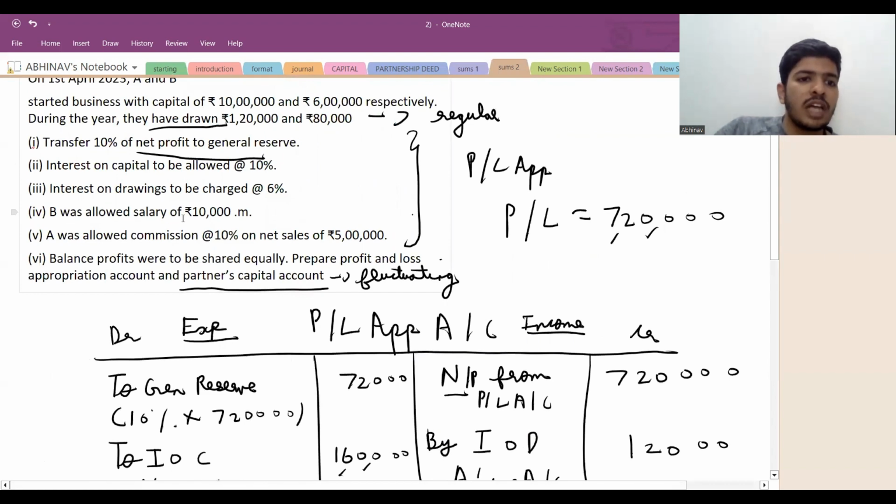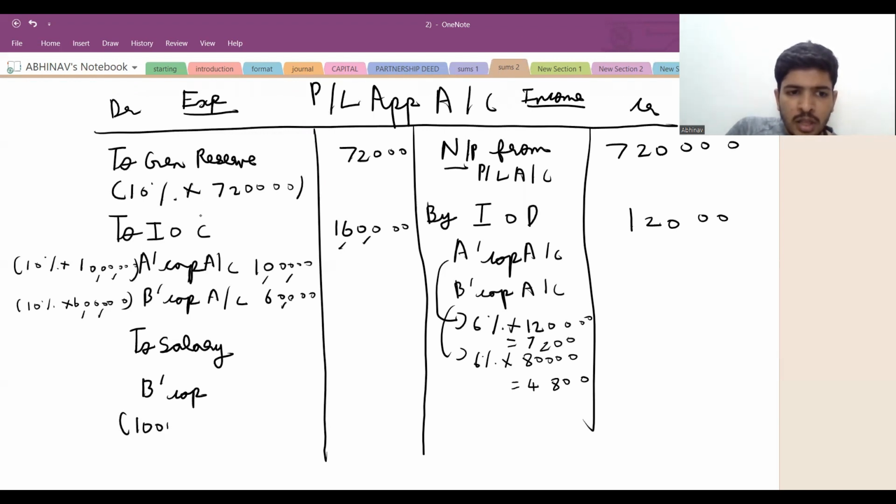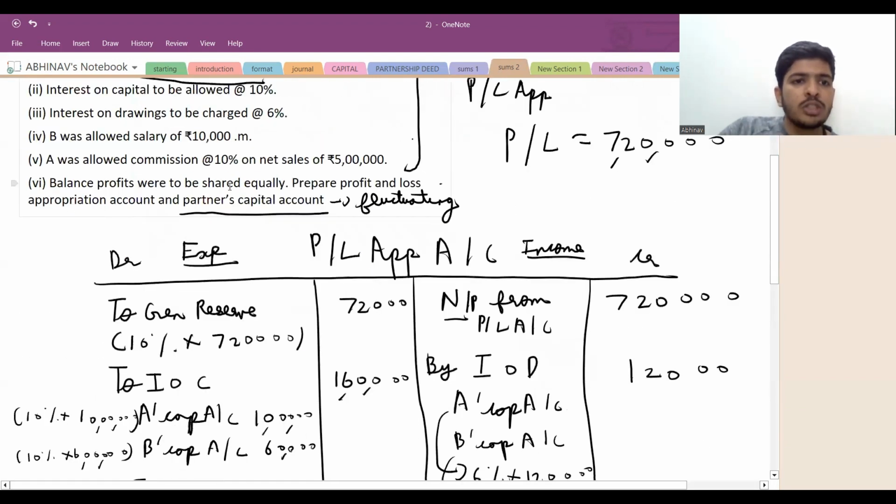Then B was allowed a salary of 10,000 per month. Now only B is getting salary. So to salary, B's capital account. They're getting 10,000 per month. We are assuming B worked for the entire 12 months. So throughout the year, it's 10,000 times 12, so 1,20,000. Correct?